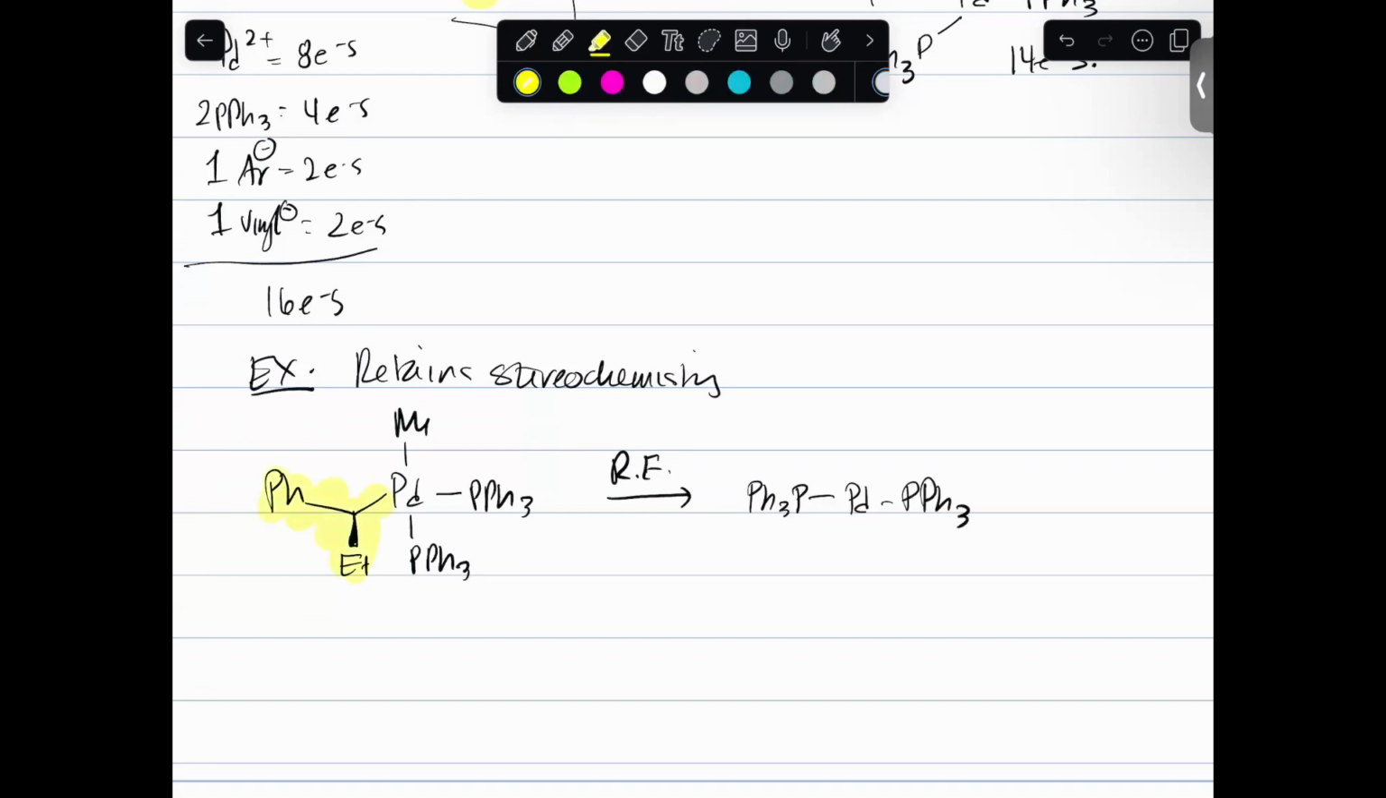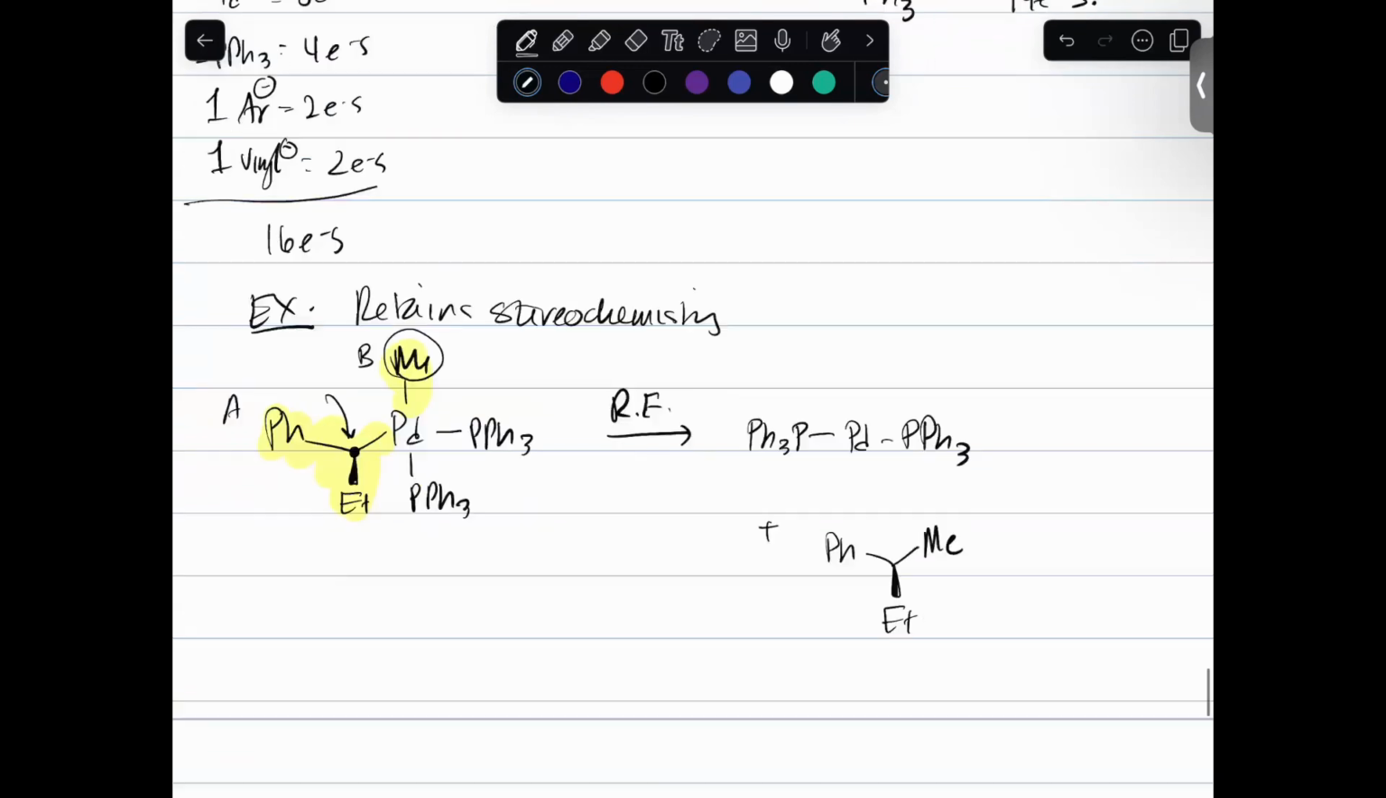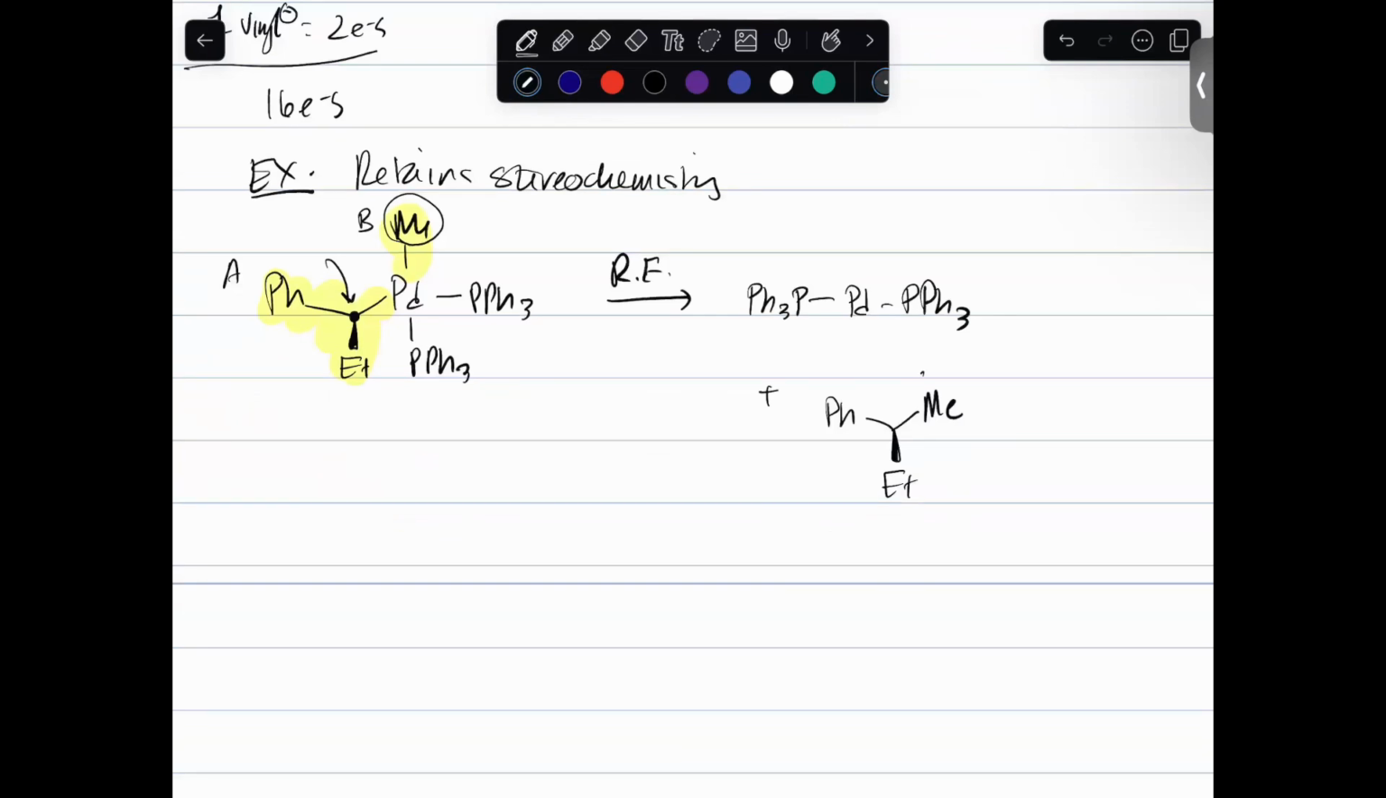Notice how A and B have to be cis to each other. But please also notice that this is the carbon and the methyl group where they're going to attach, where they're going to bond. And it's already a set stereocenter. And so you form the new bond, but you don't lose stereochemistry.